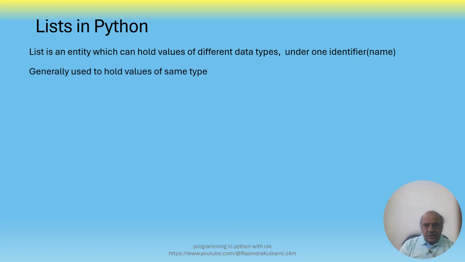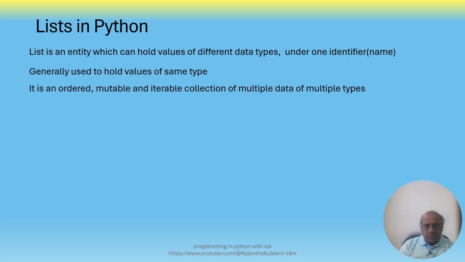In programming context, generally it is used to hold values of the same type. There is no rule, it is just a practice followed by programmers. The list resembles an array in C or any other language. In C or C++, an array can hold multiple values of the same data type. The only difference with list is it can hold multiple data of multiple types.